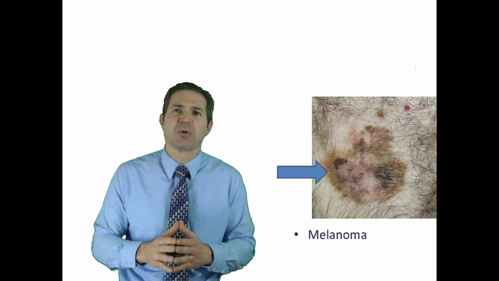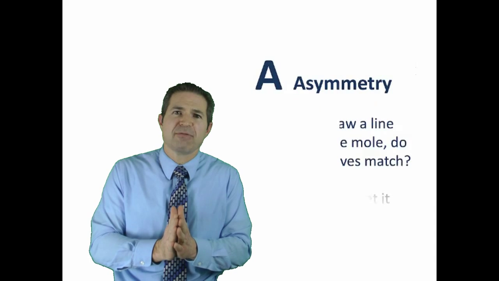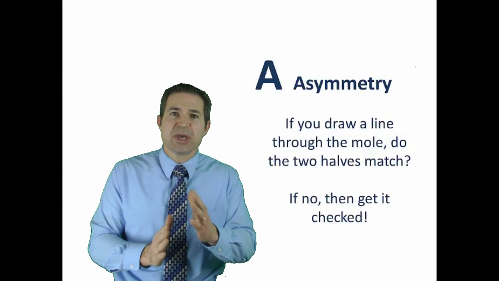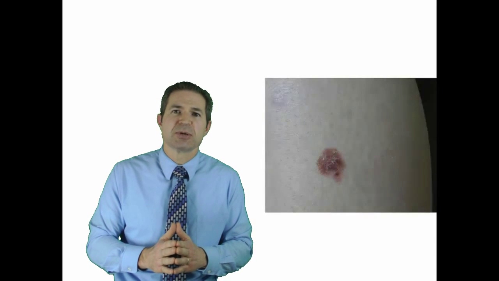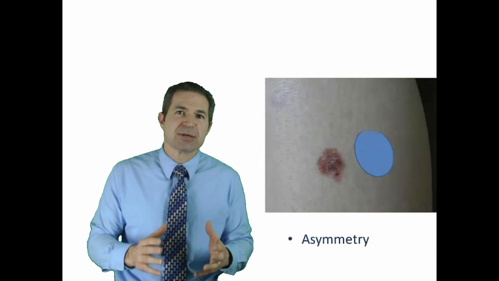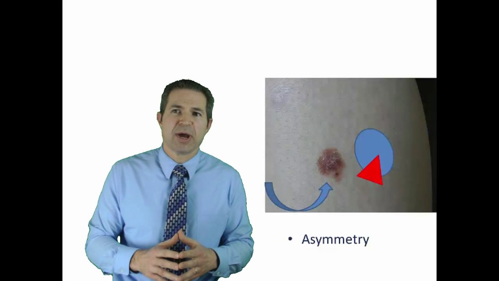So when we look at this a little bit more closely, what we'll find is that asymmetry means that you cannot take a mole and flip it over and fold it in half and have it match up perfectly. So if you can't fold it in half and the sides match up exactly, it's going to be somewhat asymmetric. It may be as simple as having a notch out of it, or the mole itself might be somewhat irregular.